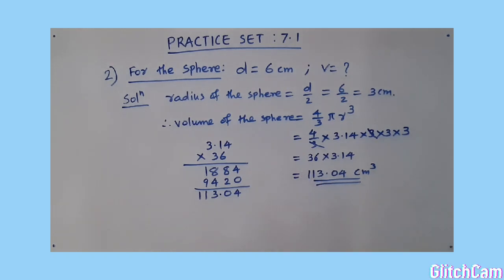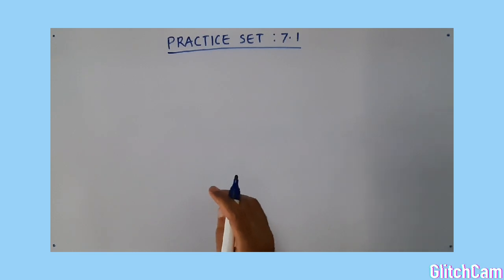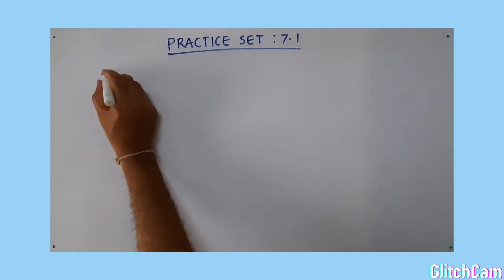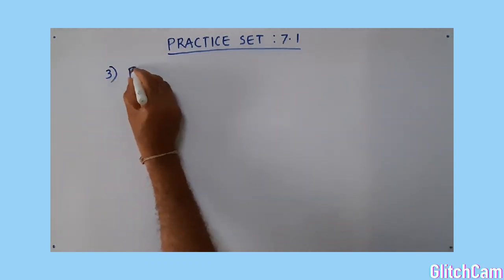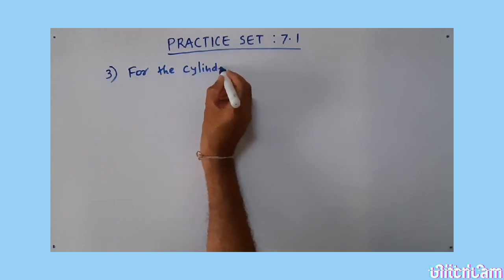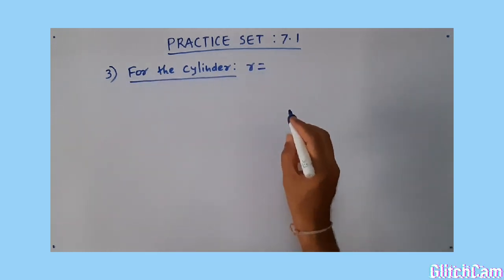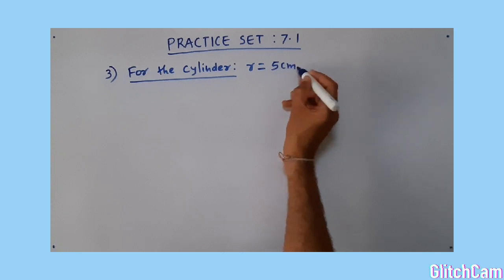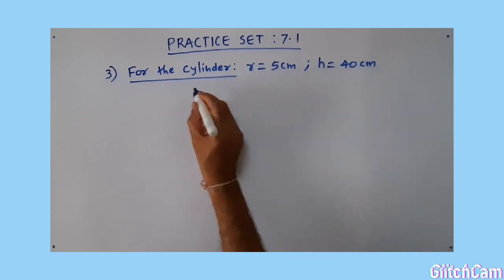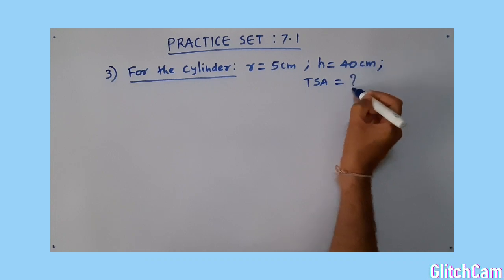Okay. Now the third sum. What is the third sum? The third sum says that find the total surface area of the cylinder if the radius of the base is 5 centimeter and height is 40 centimeters. So what we write in the third sum, we write for the cylinder, we are given the cylinder. Okay, earlier we used to write the right circular cylinder. For the cylinder we are given radius of the base. How much is it? It is 5 centimeter. And what is the height of the cylinder? H is 40 centimeter. And what we have to find is TSA. TSA is the total surface area of the cylinder that we have to find.